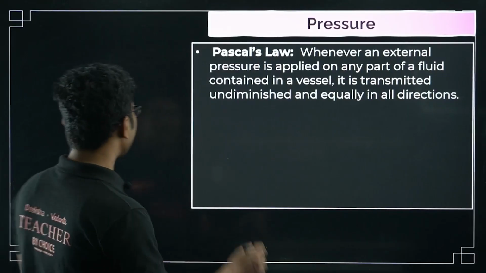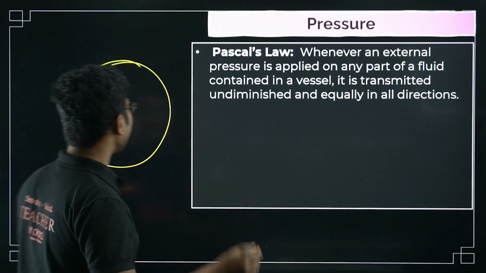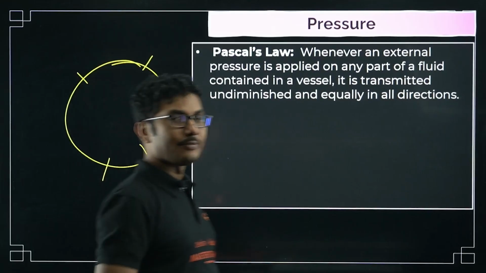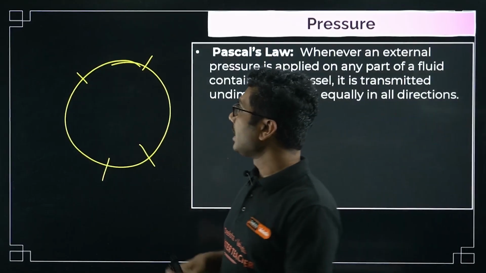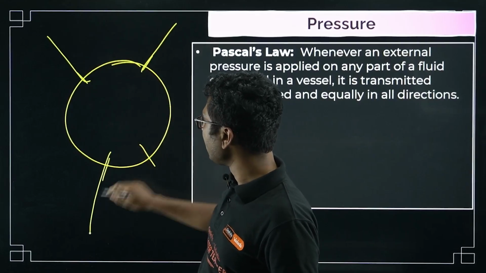So suppose you have a rubber ball, you made some holes into it, and then you fill water inside it, and if you press the rubber ball, applying pressure, then the water jets that come out through those holes will be equal in all directions.